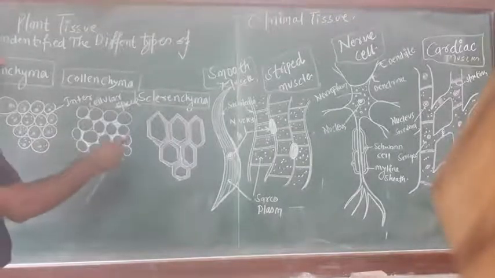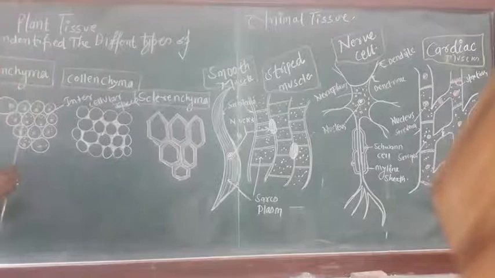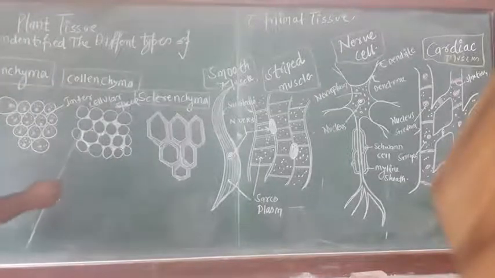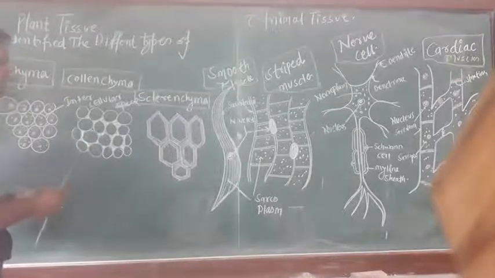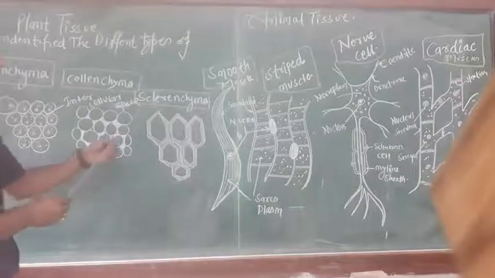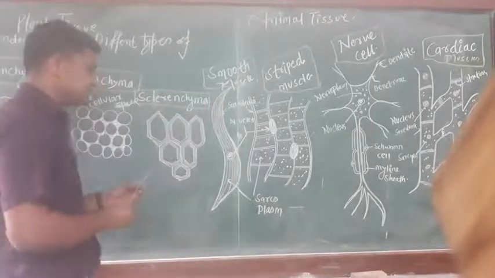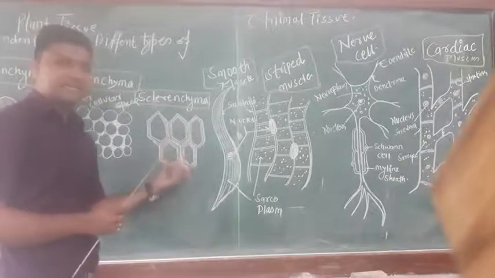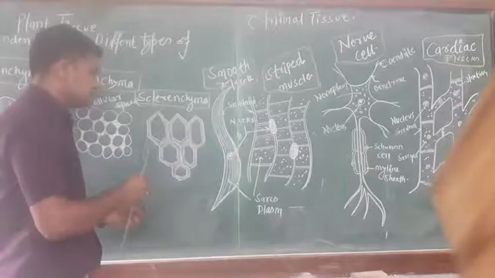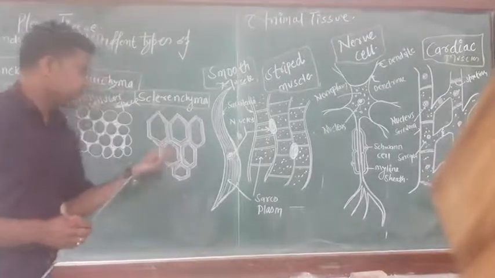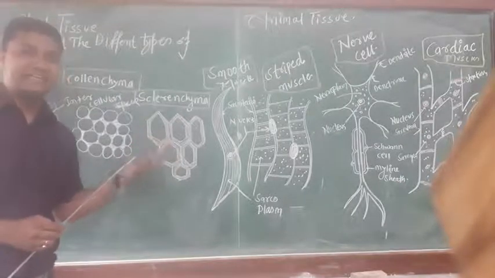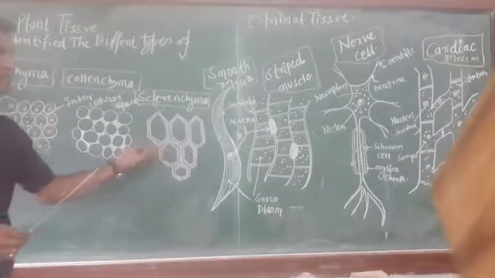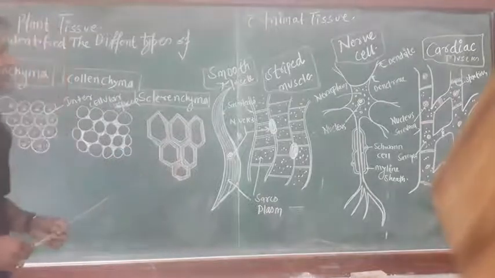parenchyma, collenchyma, sclerenchyma. Parenchyma is a living, nucleated cell. The main function is storage of food material. Collenchyma's main function is to provide mechanical support. Usually it's round in shape. The third one is sclerenchyma. That cell is hexagonal in shape and it is a dead cell. The cell wall is made by compact material, called pectin or lignin. That's why it's a non-living and strong cell.